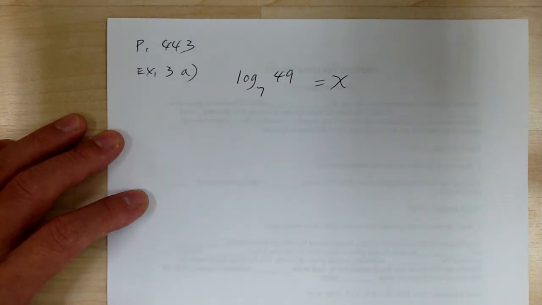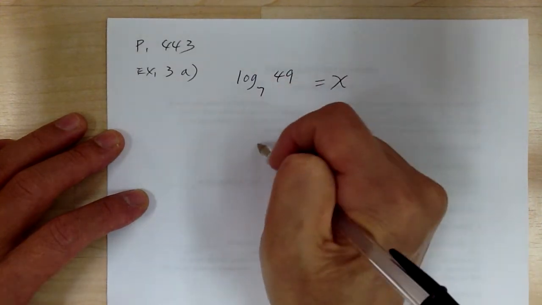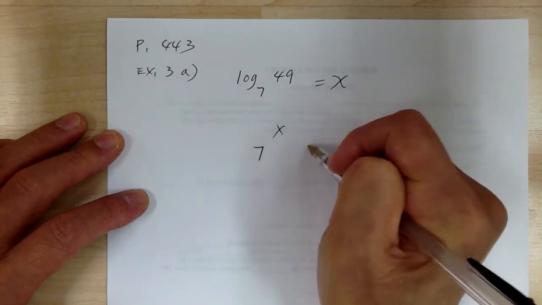The key to evaluating this kind of function is to change form. If it's log form, change it into exponential form. If it's exponential form, change it to log form, and you're able to evaluate. So this is going to become 7 to the x equal to 49.